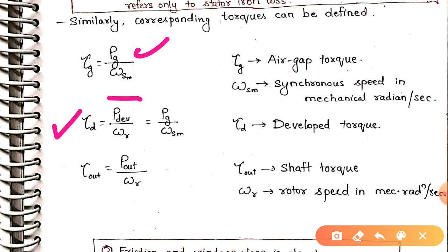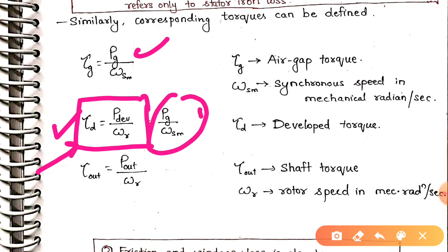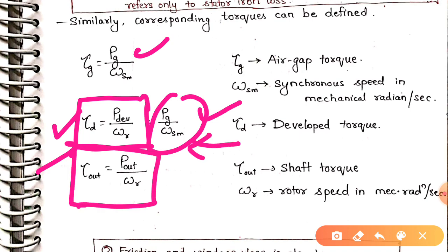and developed torque tau d is equal to P developed upon omega r, because now the rotor is rotating at speed of omega r. We will see later on how this developed torque is also equal to tau g upon omega sm. And output torque is equal to output power upon omega r.